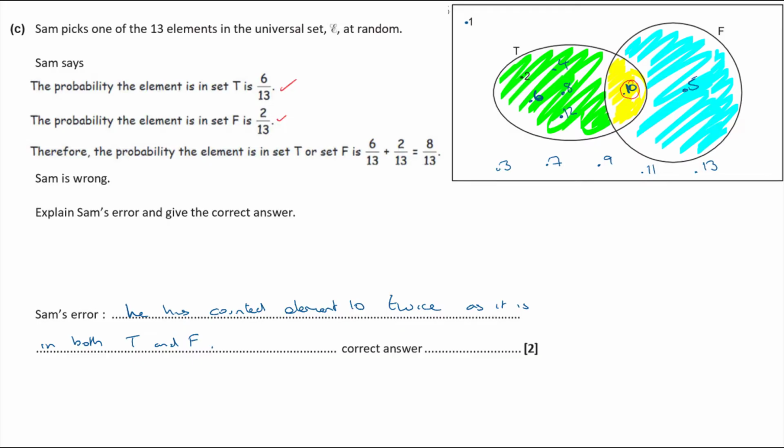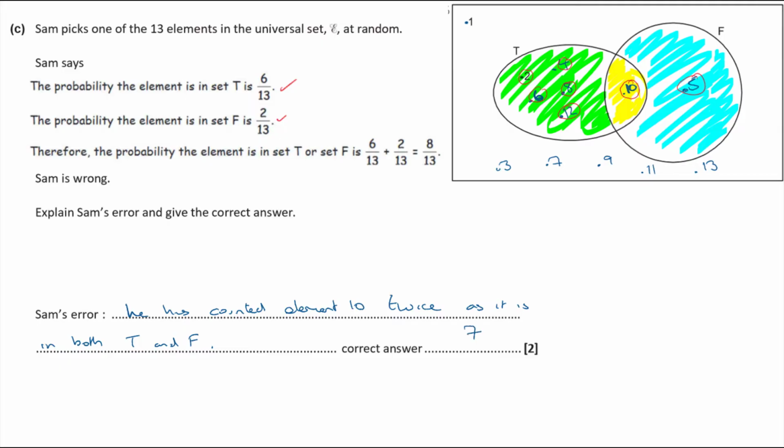Well, if you have a look at the number of elements inside T and F altogether, you've got 1, 2, 3, 4, 5, and then the 10 we already counted 6 plus the 5, that's 7. So there are 7 of them altogether, isn't there?